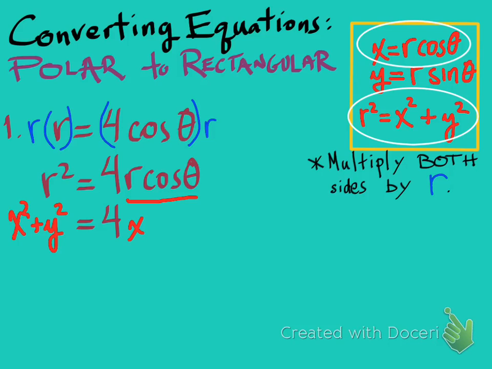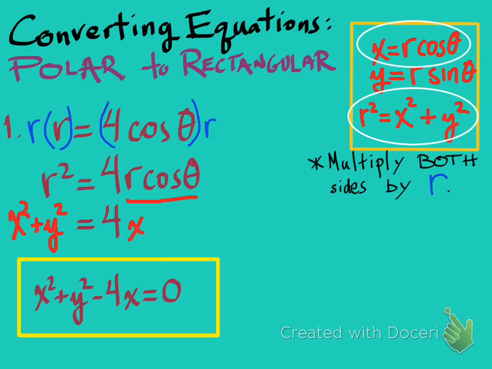And you know what? We're pretty much done right there. About the only other thing you might want to do is rewrite it so that it's set equal to 0, a little bit more standard form there for the equation of a circle, which is what that is. And that's it. We're done. Okay, wasn't that fun?